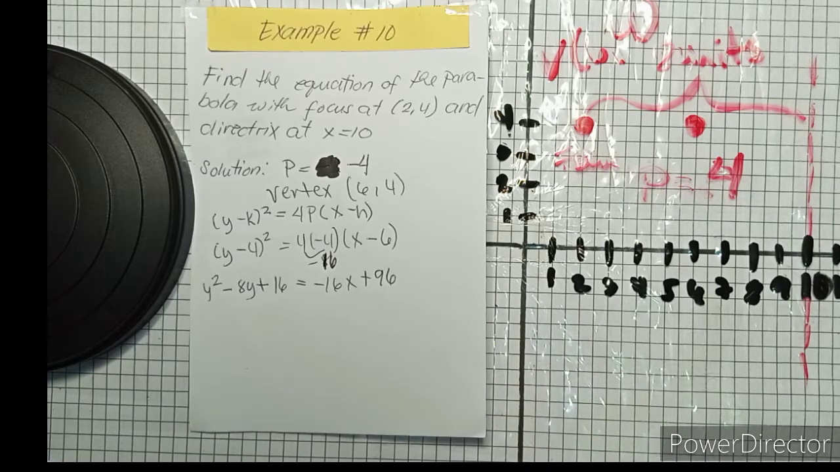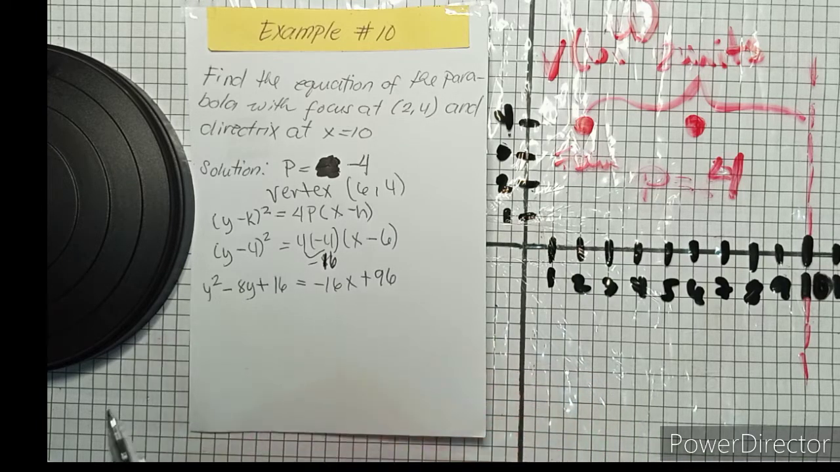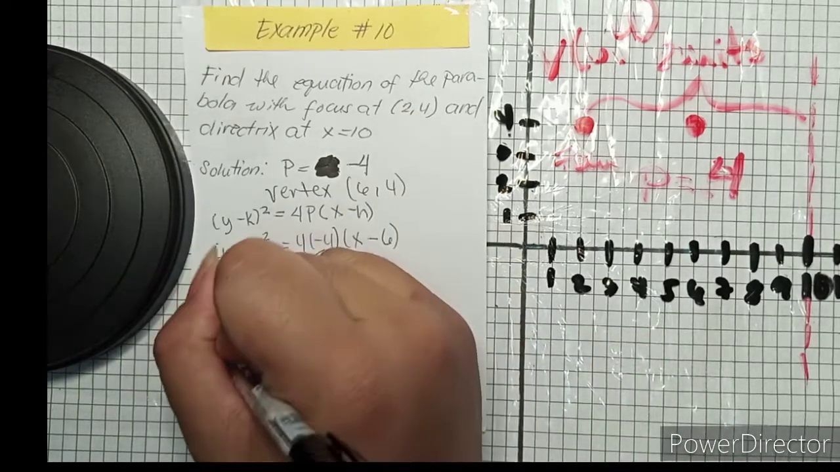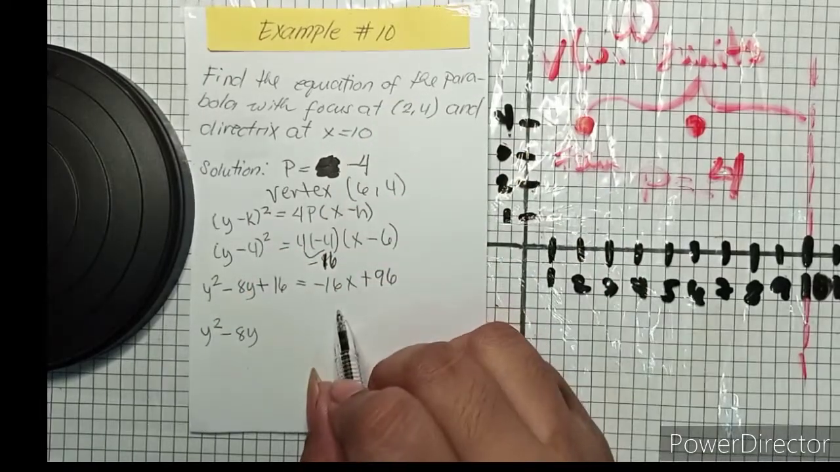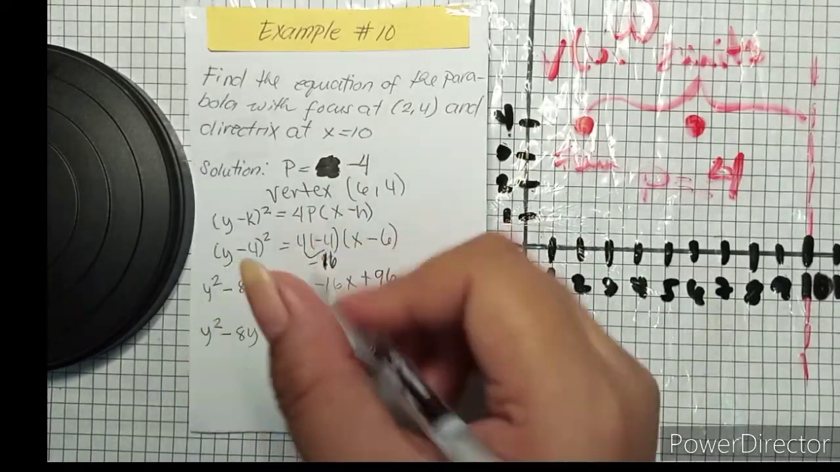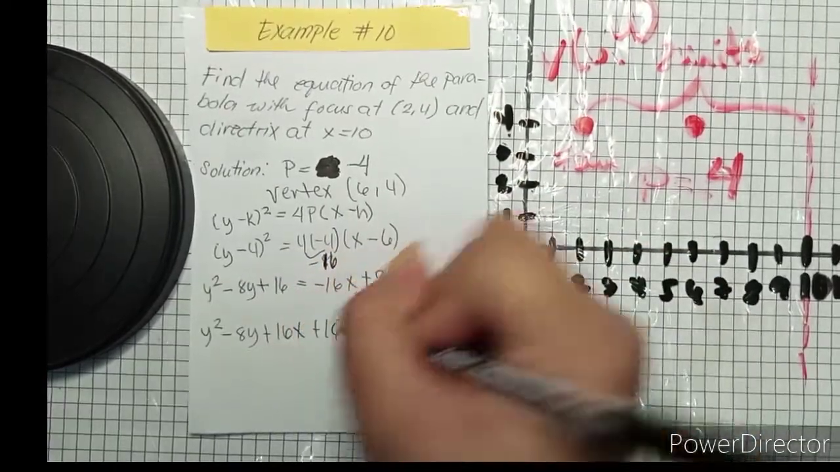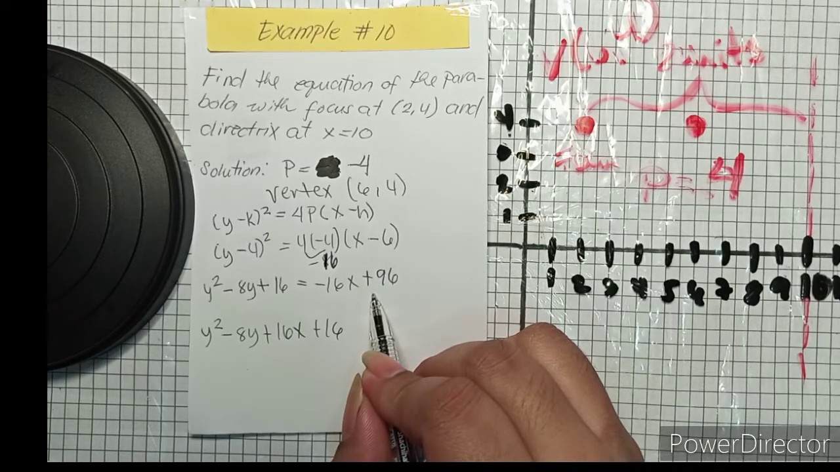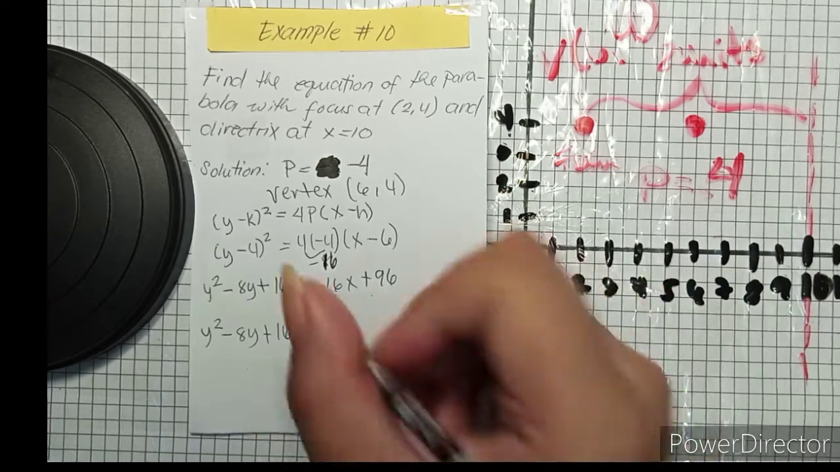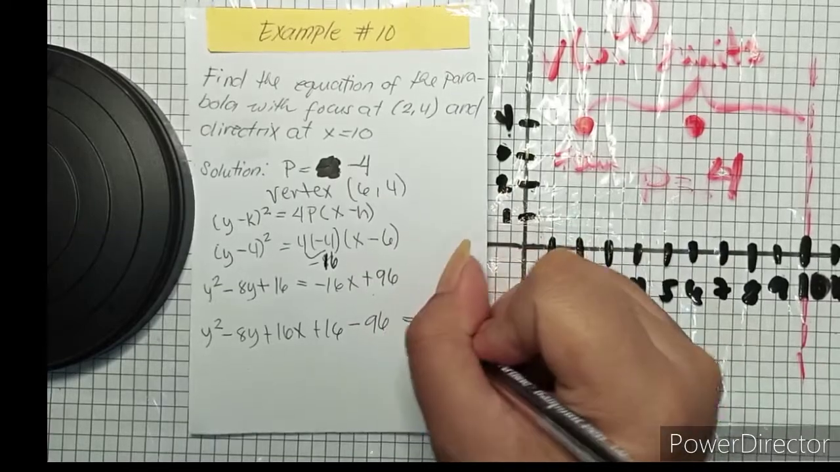Now, kunin natin yung kanyang general form. Okay? So, ilipat lang natin to dito sa ating left side ng equal. So, y squared minus 8y. From negative 16x, pag nilipat, magiging positive 16x. So, plus 16 from positive 96. Pag nilipat, magiging negative 96 is equal to 0.